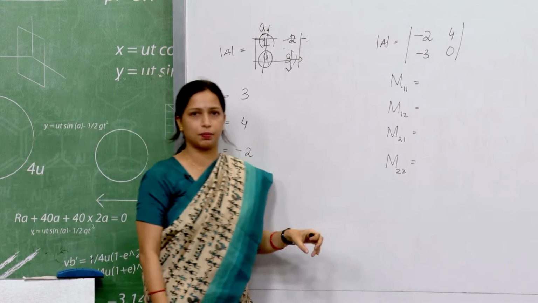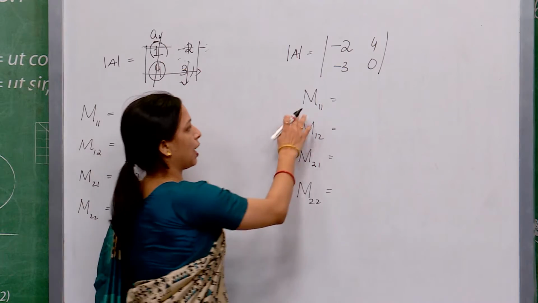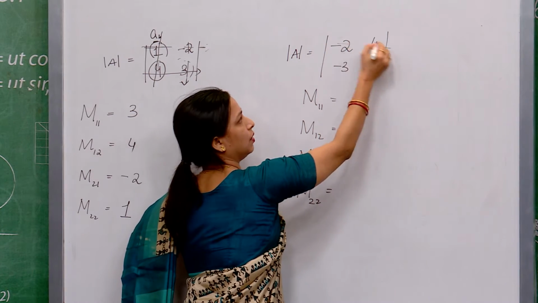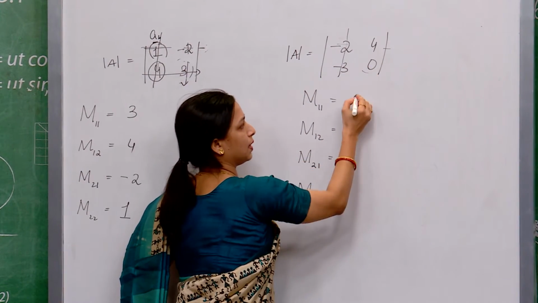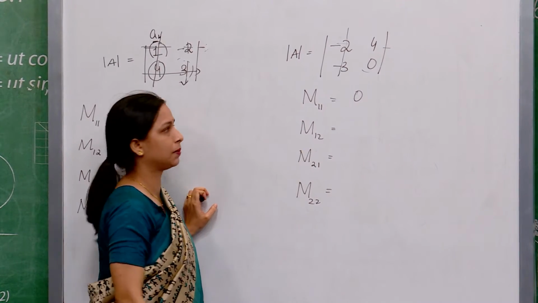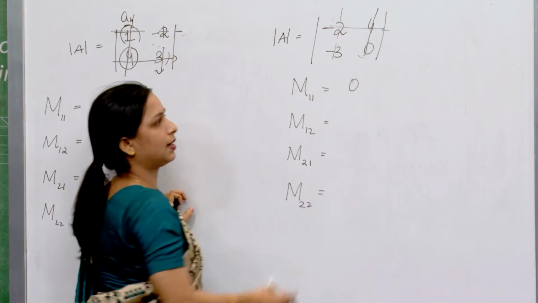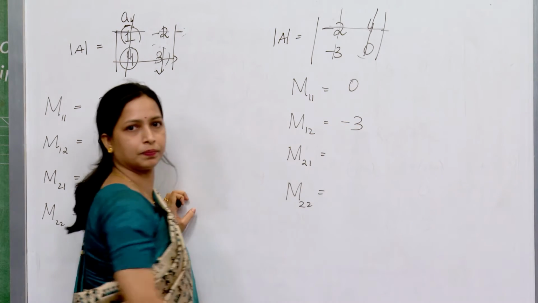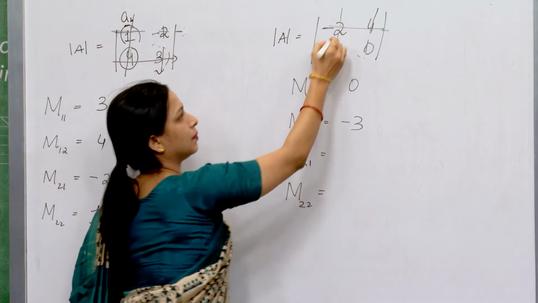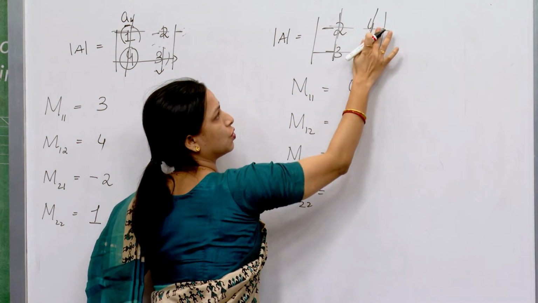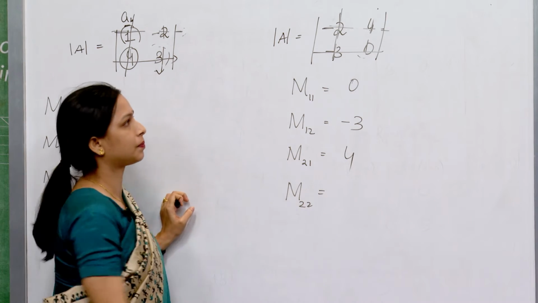Similarly, let us do another problem. Let us say this is another determinant, I have to find out the minors. So, M 1 1, so I have to delete the row and the column in which A 1 1 exists, and the resulting element is the minor. Similarly, for 4, I delete this and the resultant is minus 3, right. Similarly, for M 2 1, that means 3, the resultant is 4, right.